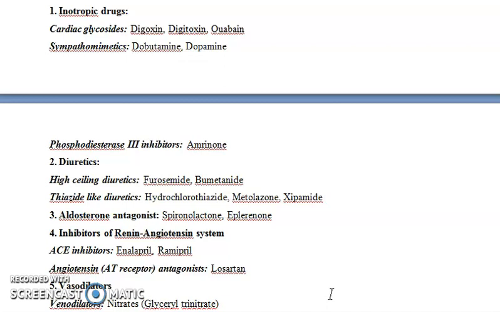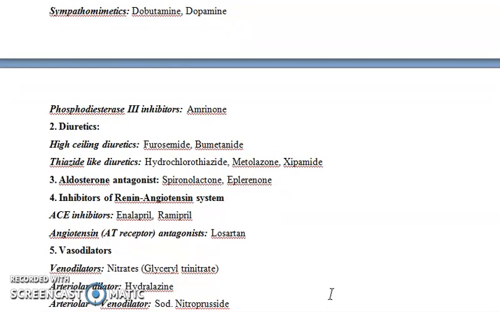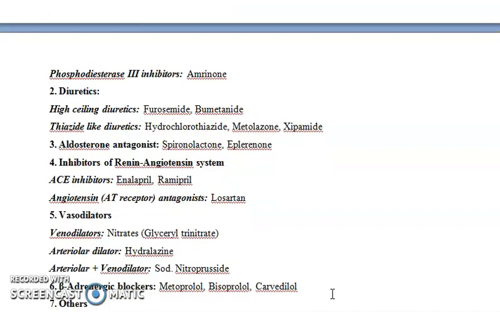And coming to the next one, angiotensin antagonists, that is losartan, candesartan, valsartan. These are the drugs. And coming to the next class, vasodilators, that is venodilators, those are nitrates.